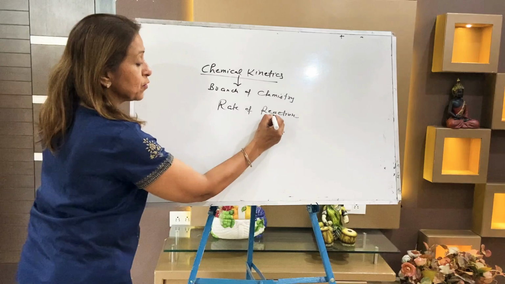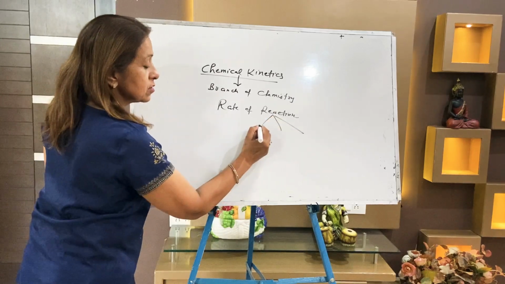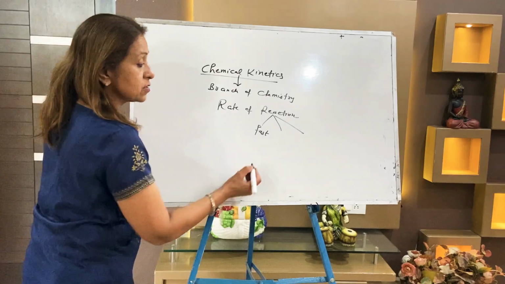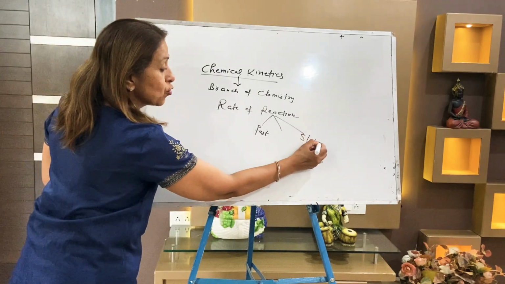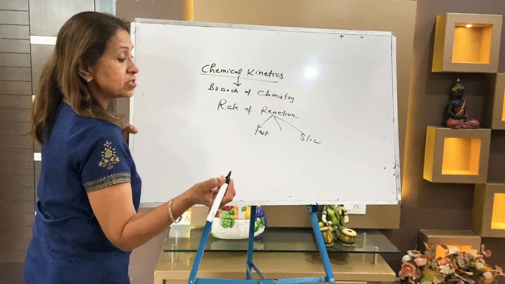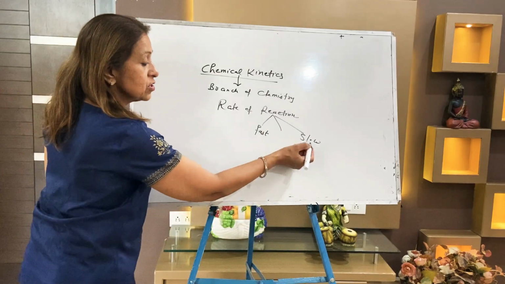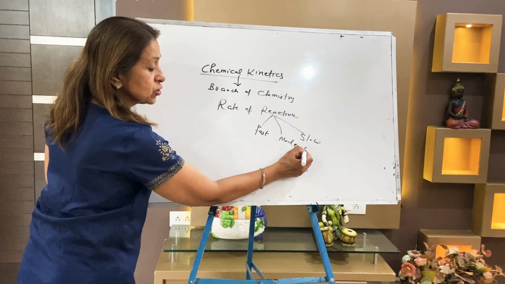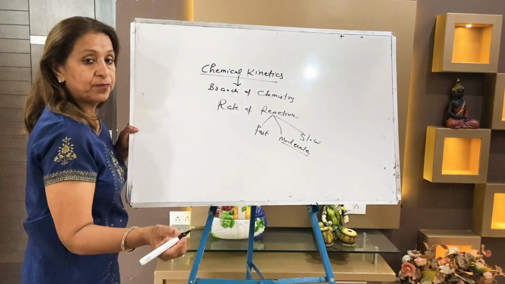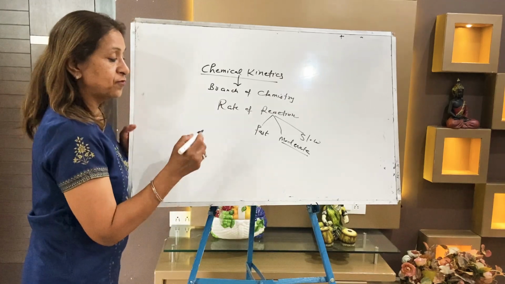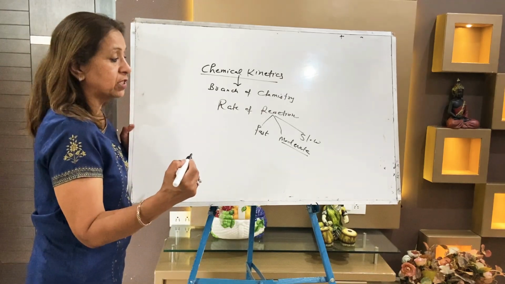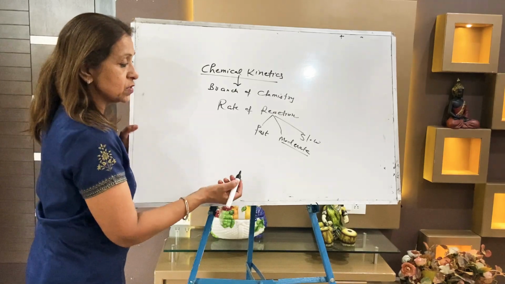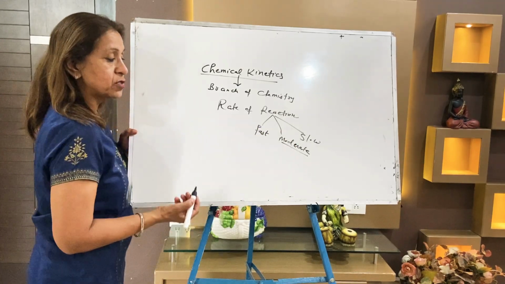There are three types of reaction: very fast, like our vision and photosynthesis. Slow reactions like corrosion of iron, rusting of iron, copper, silver, these are all slow reactions. And moderate reactions, between fast and slow. We will study the rate of reaction of the moderate ones.